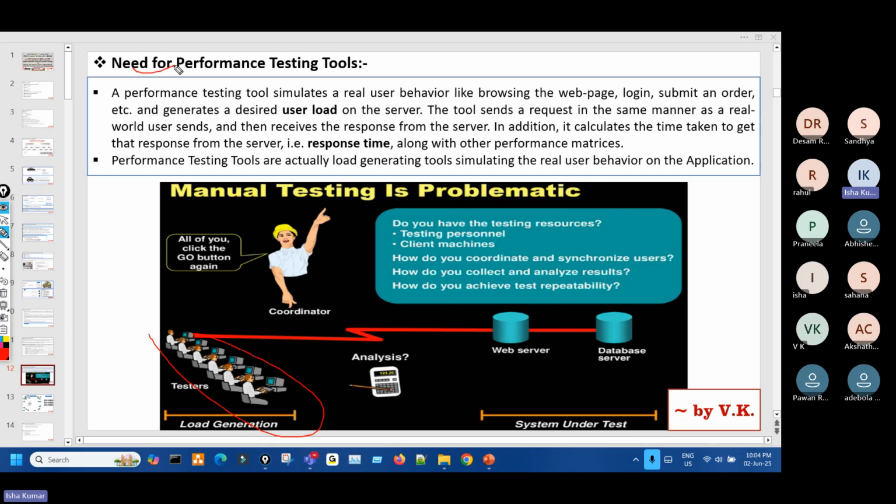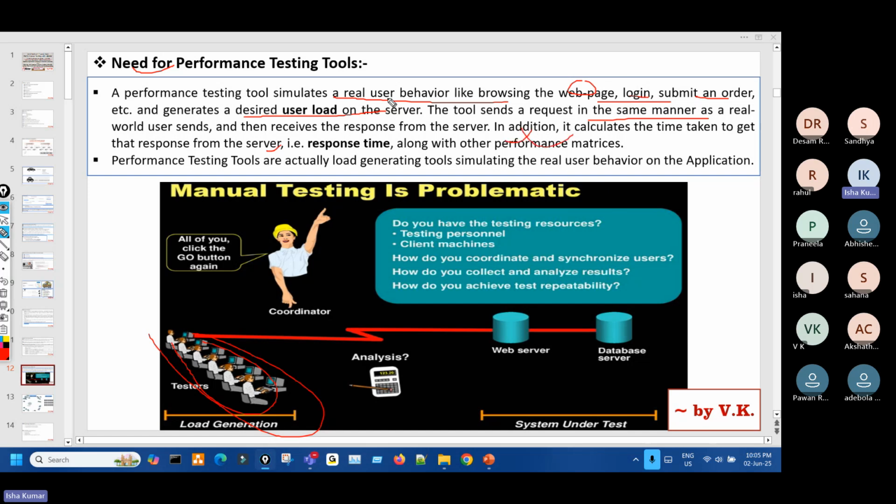So that is where tools come into the picture. The tool does the same thing a real user does. It simulates real user behavior, like browsing a web page, login, submitting an order. On any application, whatever a real user will be doing, we make the tool do the same. After that, the tool generates the desired user load on the server. The tool sends requests in the same manner as a real user and receives the response from the server. In addition, it calculates the time taken to get that response from the server, the response time, and other performance metrics.